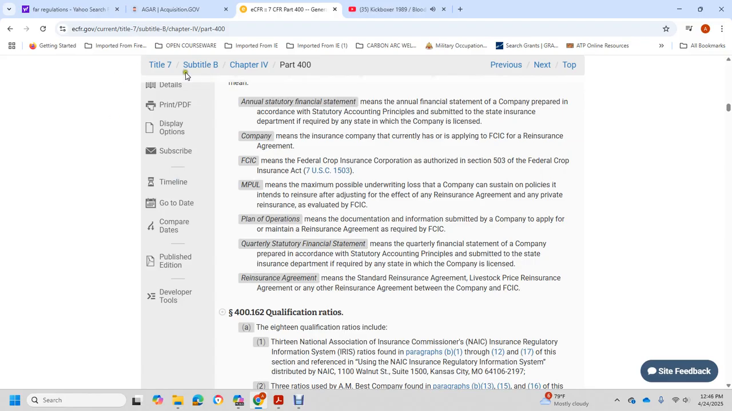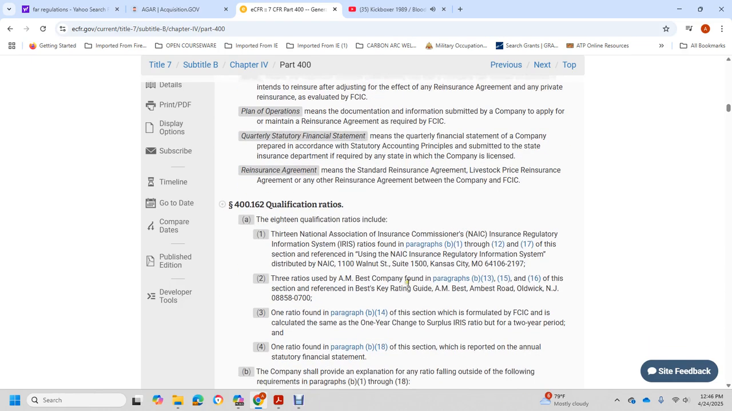Plans of operation means the documentation and information submitted to the company to maintain reinsurance agreements with the Federal Crop Insurance Company. Quarterly statutory financial statement means the quarterly financial statement of the company prepared in accordance with statutory accounting principles and submitted to the state insurance department and, if required, to any state where the company is licensed. Reinsurance agreement is the same as the reinsurance agreement, the livestock price reinsurance agreement, between the company and FCIC.